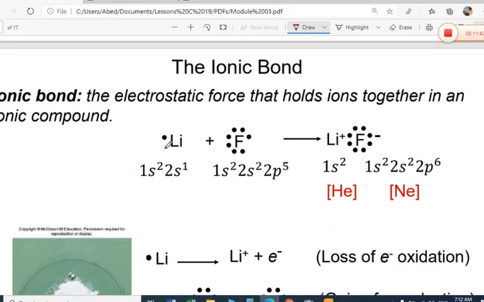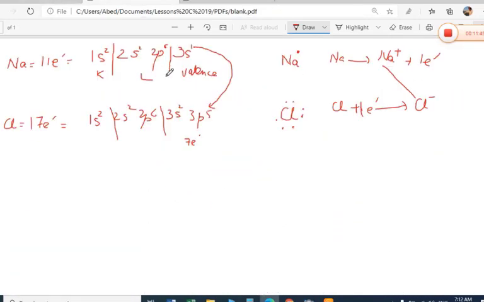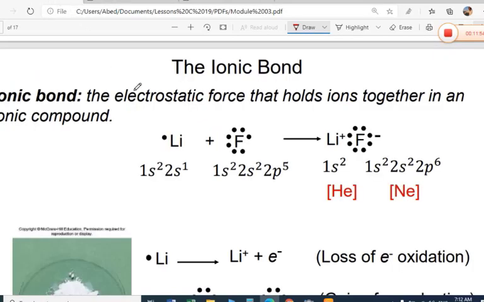Ionic bond. I already showed you that when an electron is transferred from a cation to an anion, it is called an ionic bond. Same here: the electron will transfer from lithium to fluorine, so that fluorine will have a complete 8 electrons, a neon configuration. This is called an ionic bond. An ionic bond is the electrostatic force between the cation and anion, or we can say it is formed by the transfer of electrons.